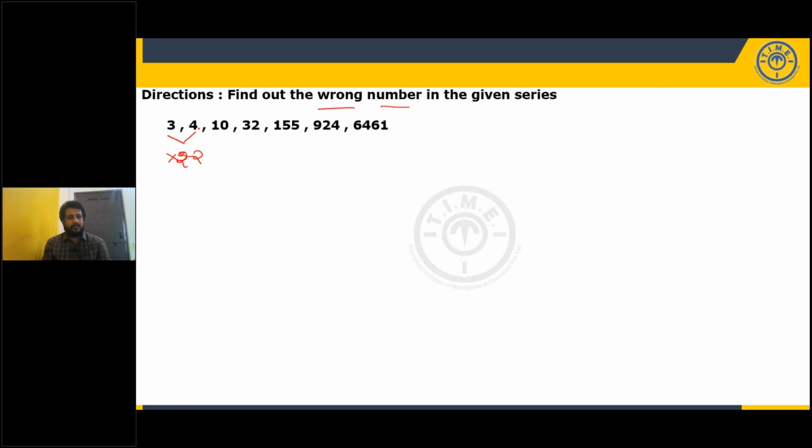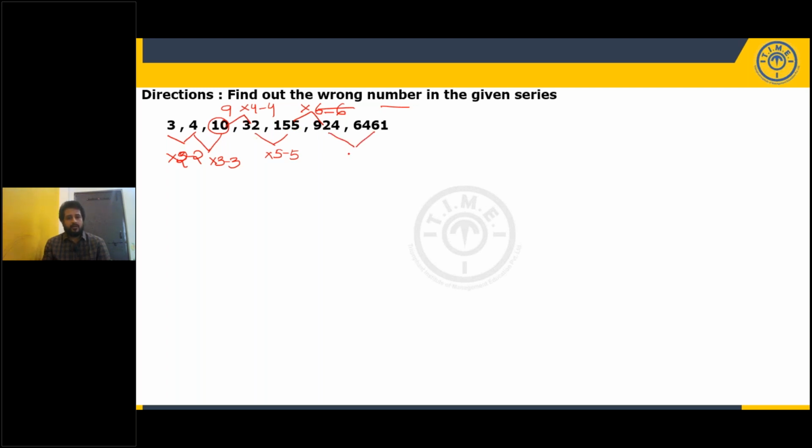3 times 2 is 6, minus 2 is 4. Okay, next is into 3 minus 3. 4 times 3 is 12, minus 3 is 9. Next is into 4 minus 4. Now the new number is 9. 9 fours are 36, minus 4 is 32. It is perfectly matching. Next one is into 5 minus 5. 32 times 5 is 160. 160 minus 5, 155. Next, 155 into 6 minus 6. So 155 times 6 is 930, minus 6, 924.